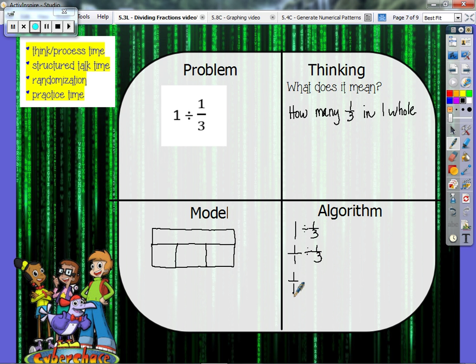So we're going to keep the first fraction the same, change our division to multiplication, and flip our fraction. 1 times 3, we get 3, and then 1 times 1 is 1. And 3 divided by 1 is 3. And now just to check ourselves, we got 3 as our answer. Does the model have three parts? It does, so we know that the problem was solved correctly.